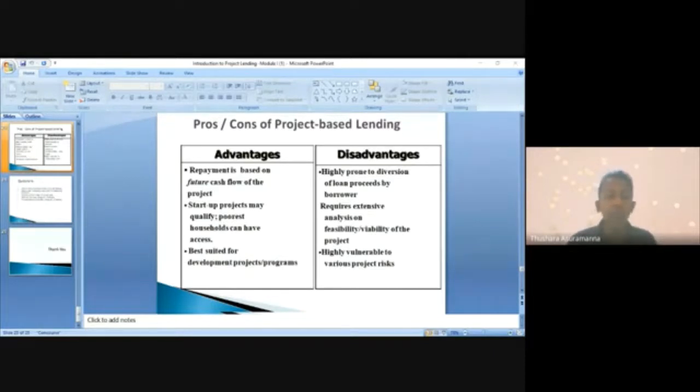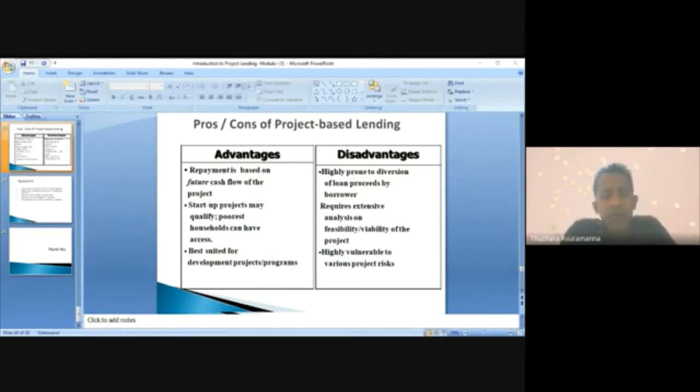Number 3, best suited for development projects or programs. Earlier we were talking about working capital financing being better financed through cash flow based lending. But here we talk about development financing: infrastructure projects are properly financed through this project based lending because it's easy to evaluate the future cash flows. That's an advantage, right?